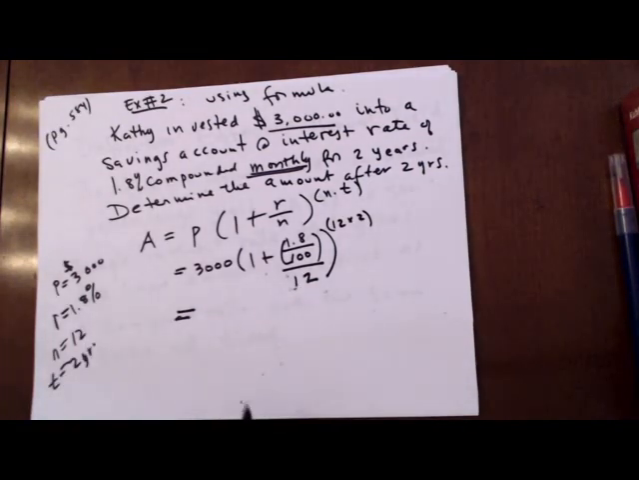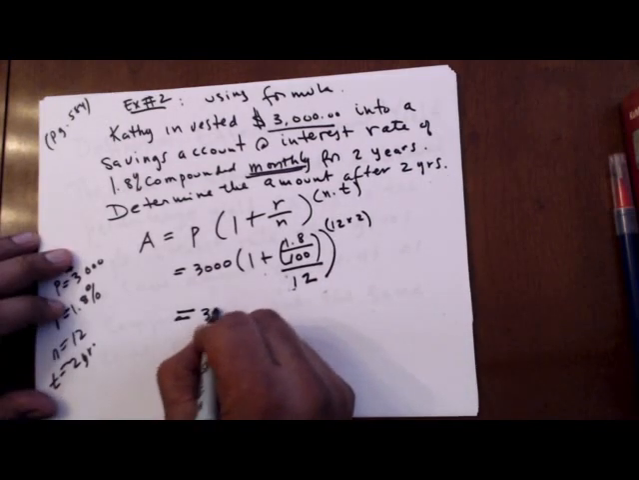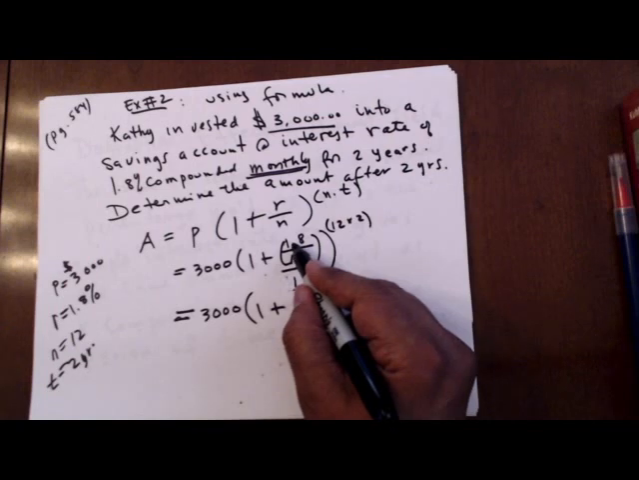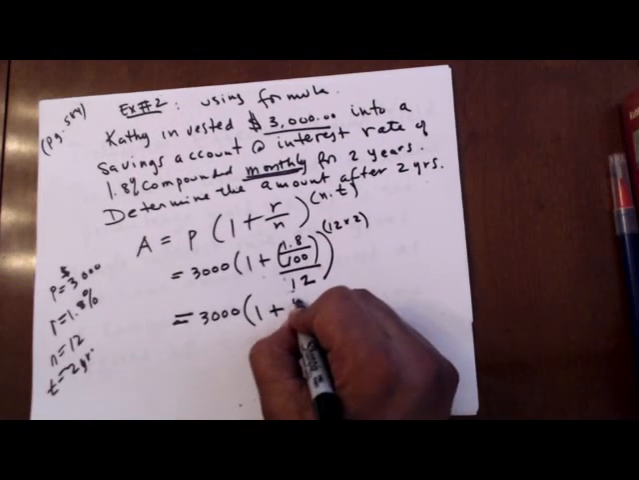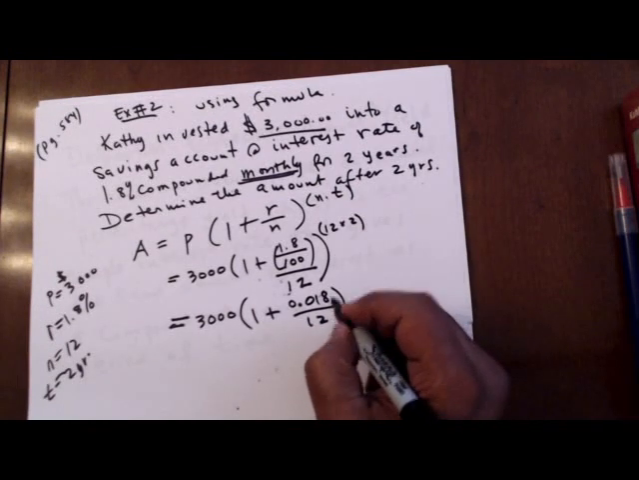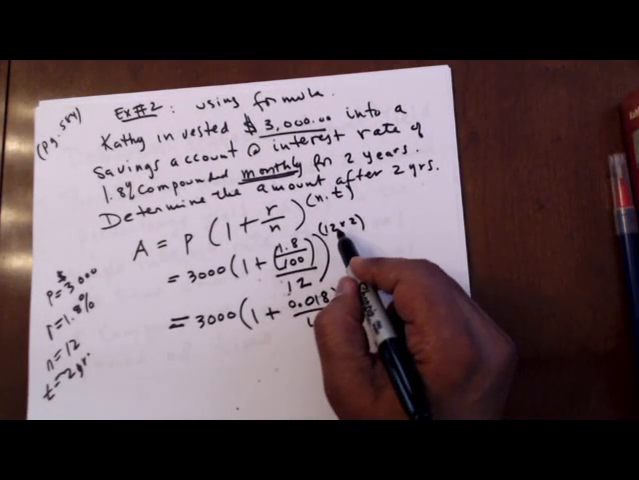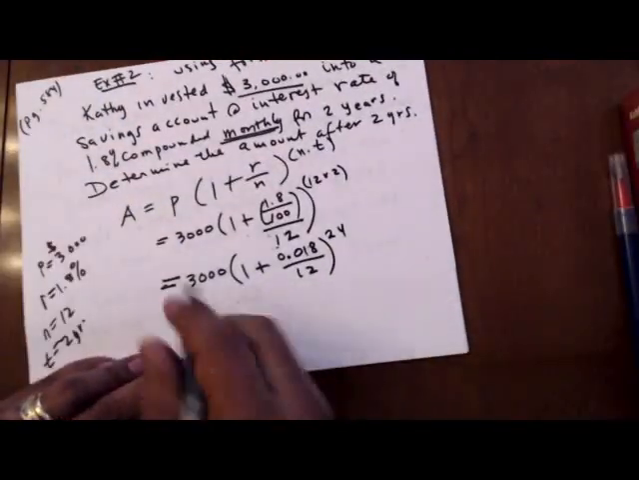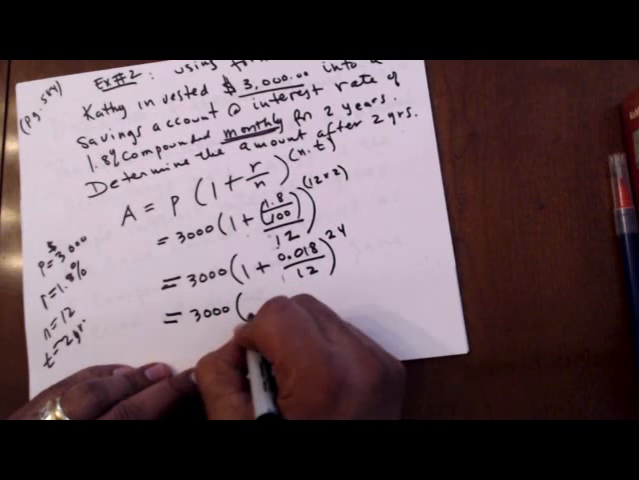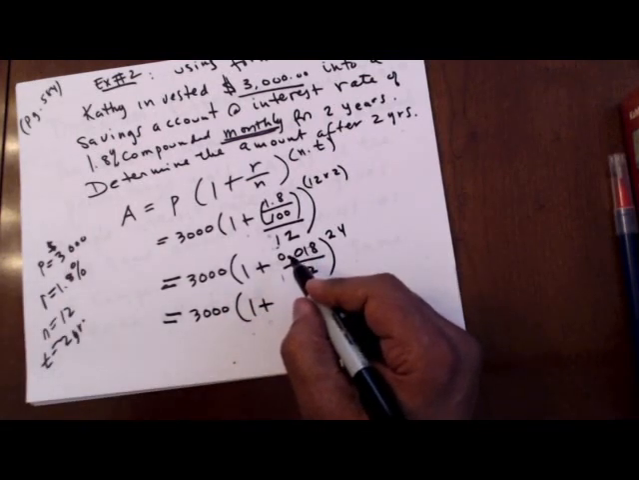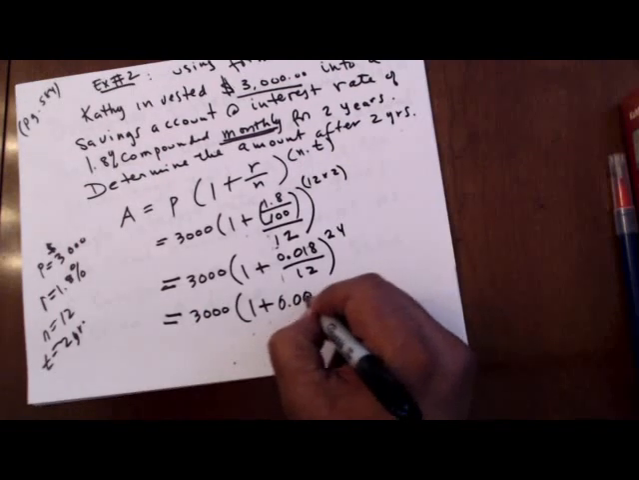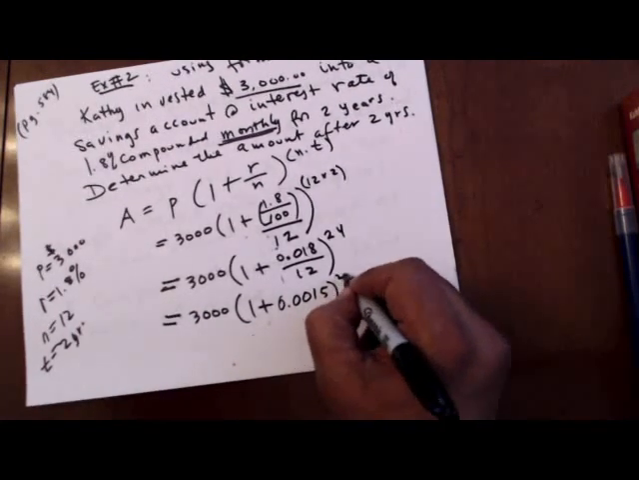So let's simplify this a little bit. We have 3,000 times 1 plus. Now this number here, remember you can move the decimal 2 locations. So we have 0.018 divided by 12. And then we have to multiply this number. This is basically 24 right here. Now that's equal to what? We can use the calculator here. So we have 3,000 times, 1 plus 0.018 divided by 12, this yields 0.0015, raised to the 24th power.